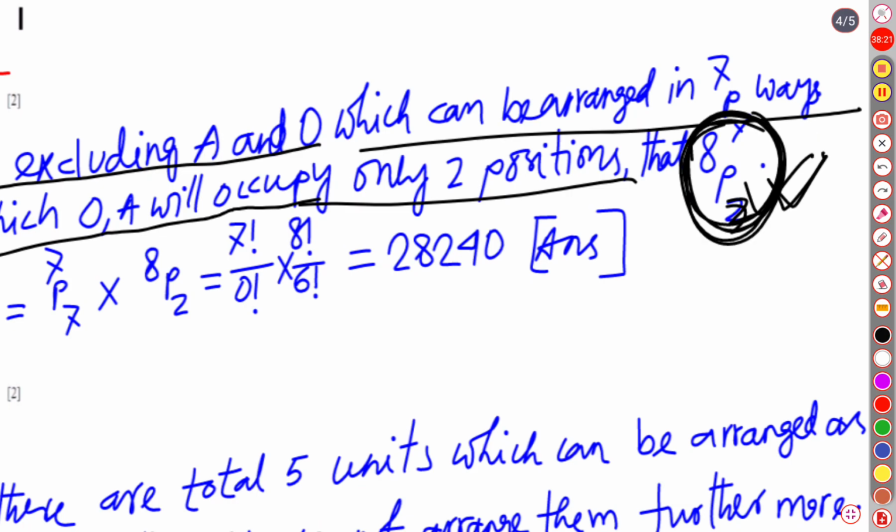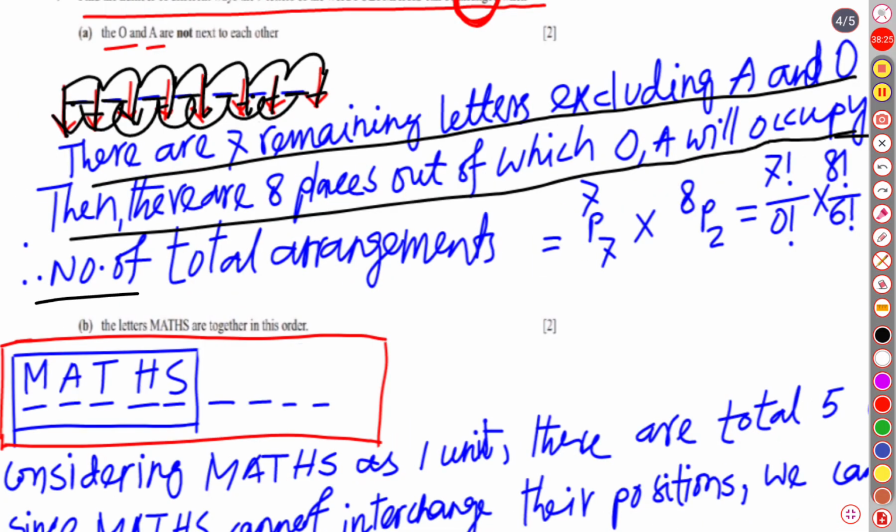So our ultimate arrangement is the number of total arrangements. First we have arranged 7 letters. Out of 7, 7 letters have been arranged, so it will be 7P7.